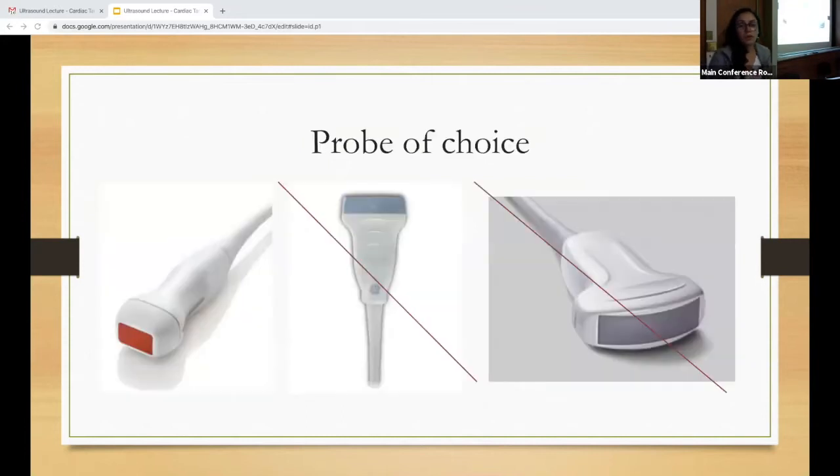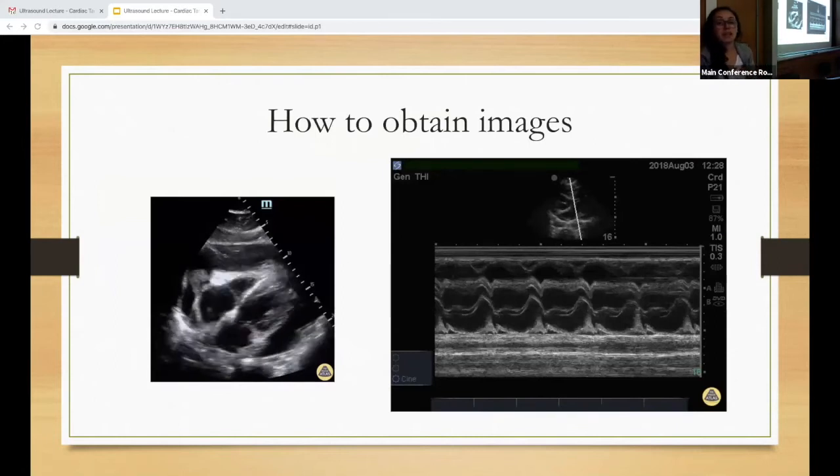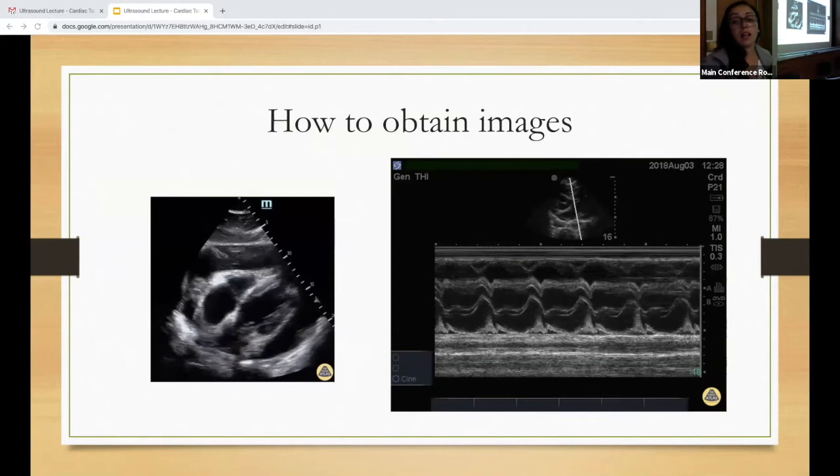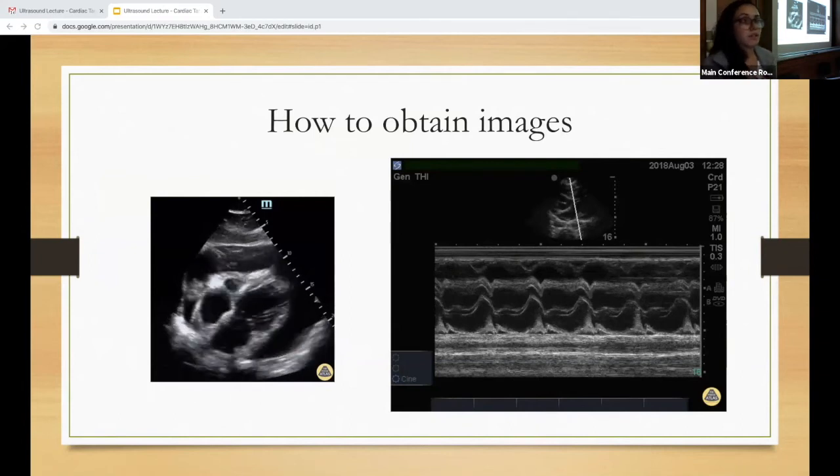Okay, so our probe of choice is going to be our cardiac or phased array probe due to its smaller footprint and its ability to get in between ribs. To obtain images, your main finding is going to be RV diastolic collapse. However, you can also look for right atrial systolic collapse, which is less sensitive and specific. I'll talk about that later. The last thing you can look for is the plethora of the IVC, as well as mitral or tricuspid inflow variation with respiration, which I'll talk about more later.